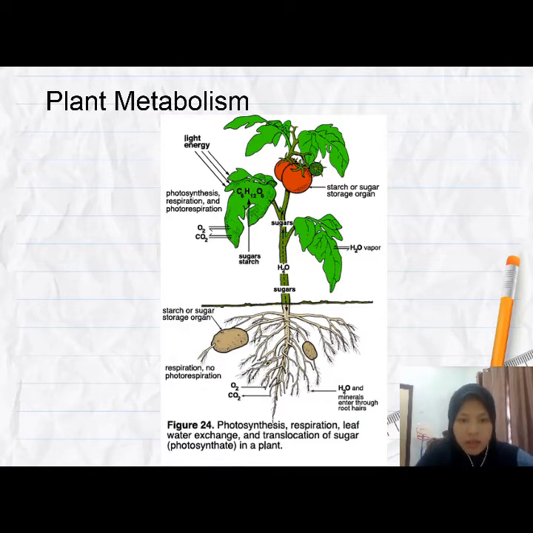So contohnya, okay, kejap nak try ni. Let's try color yellow. Okay, so for example, processesnya is this one is photosynthesis, respiration, photorespiration, and then transpiration, what else? Translocation, transduction, water exchange. Okay, so these are the normal processes yang happening in plants, yang it will contribute to the plant metabolism.